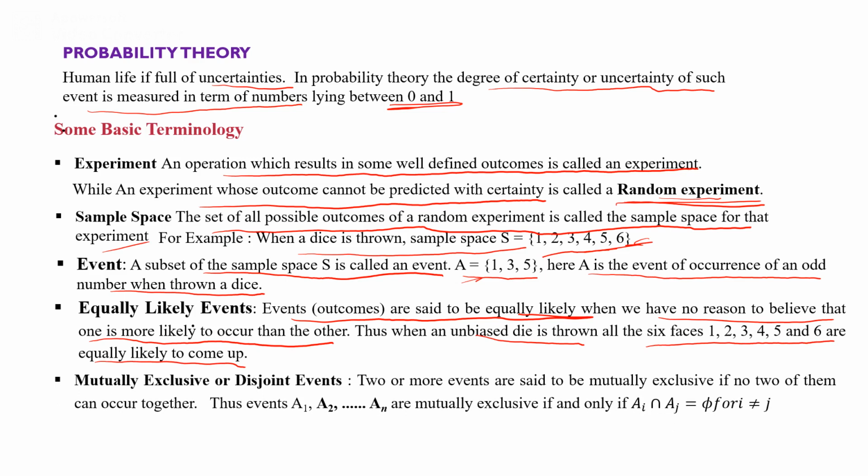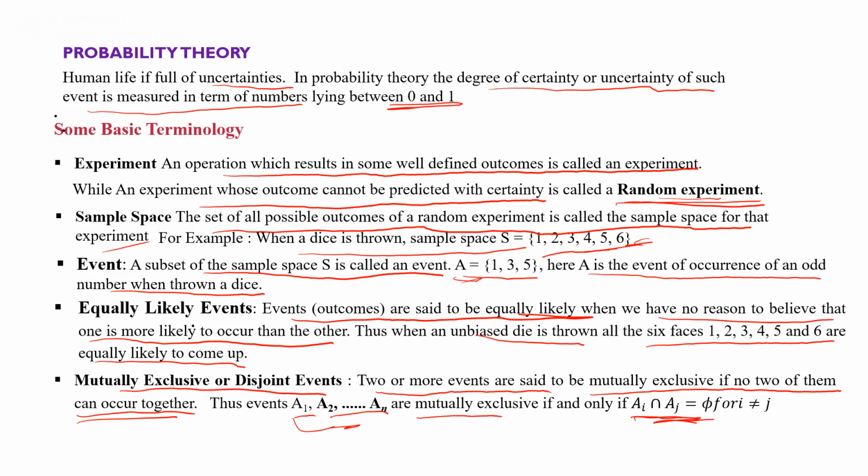The next term is mutually exclusive or disjoint events. Two or more events are said to be mutually exclusive if no two of them can occur together. Suppose A1, A2, A3, up to An are mutually exclusive events, then for any two, Ai intersection Aj is phi, the empty set. Such events are called mutually exclusive or disjoint events.